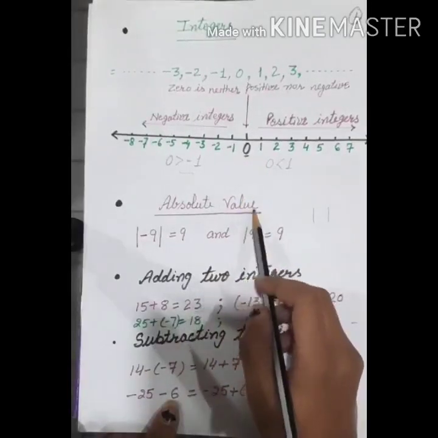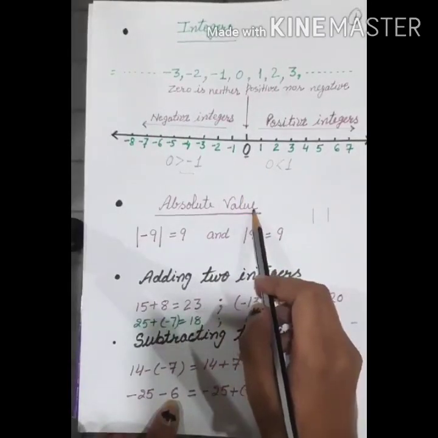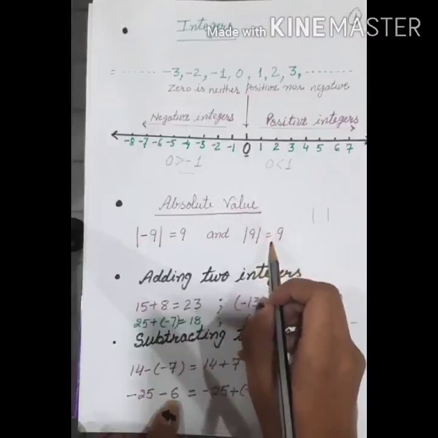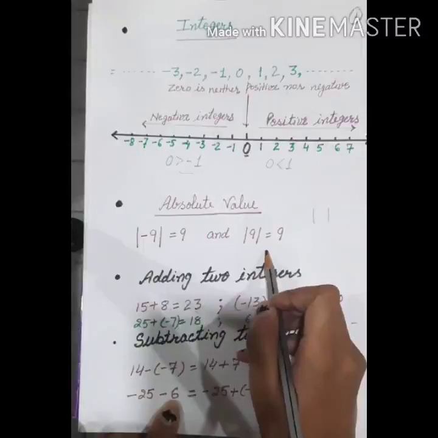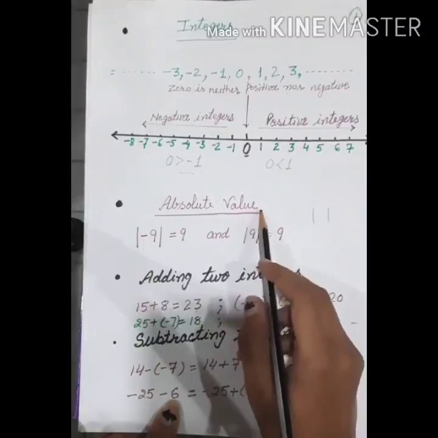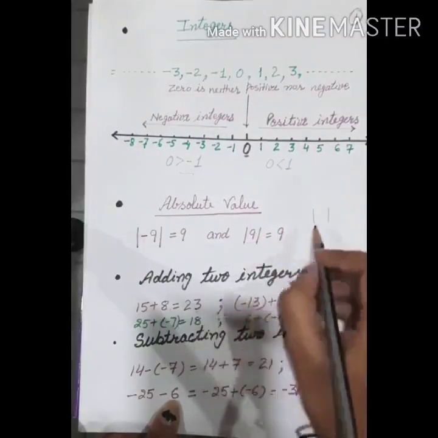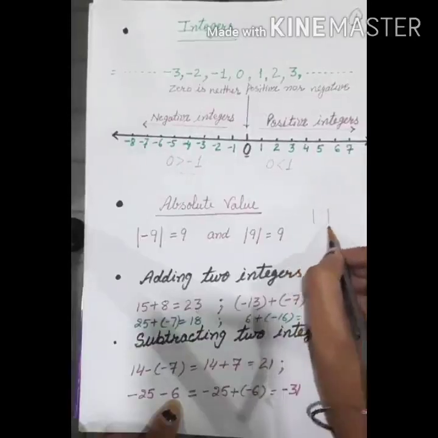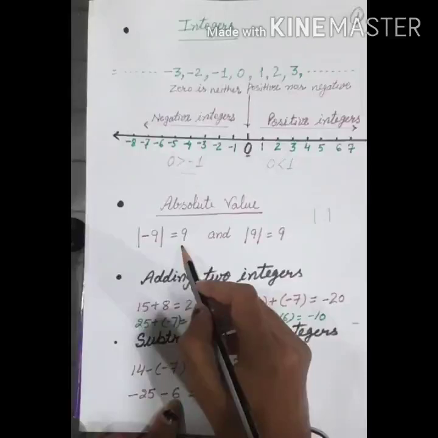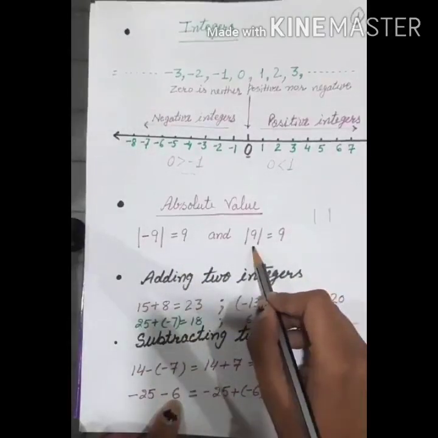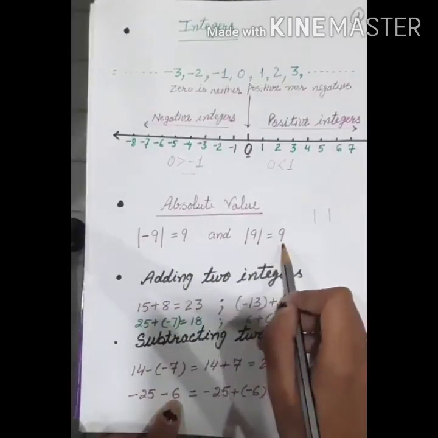The absolute value of an integer is its numerical value irrespective of its sign. We write the absolute value of an integer using two vertical bars. For example, the absolute value of -9 is 9 and the absolute value of 9 is 9.